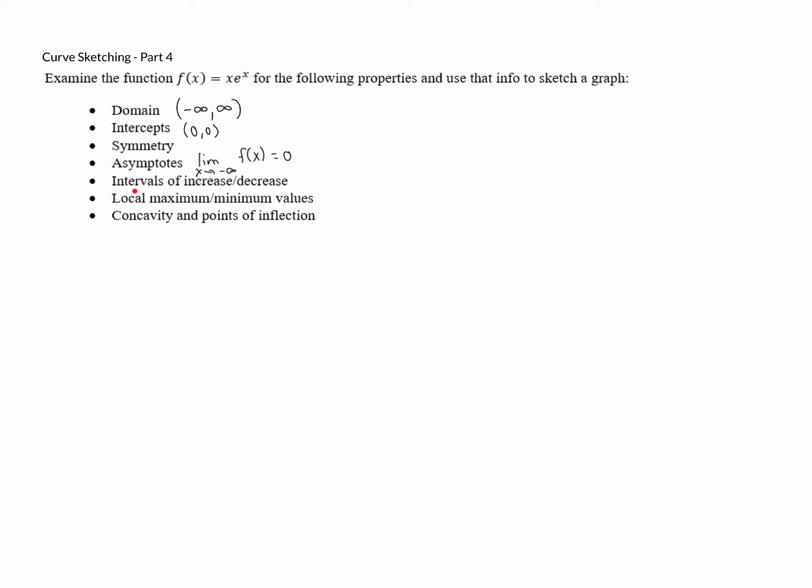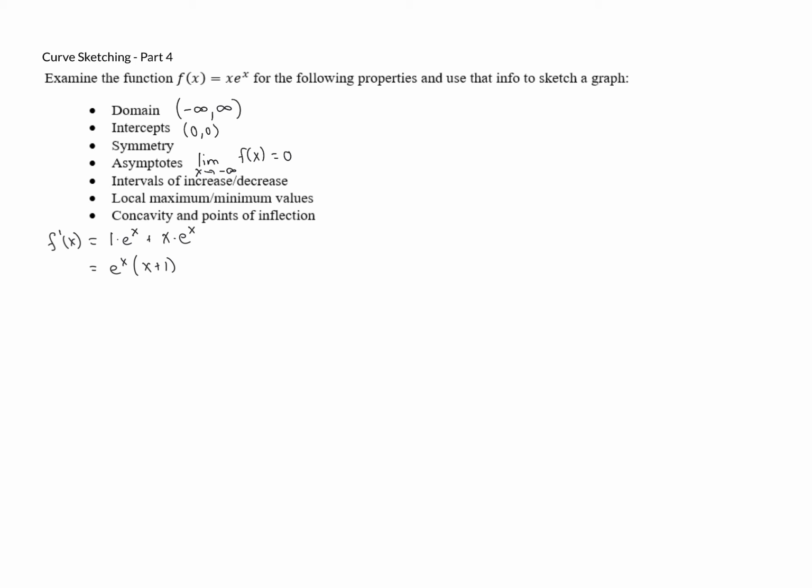For the intervals of increase or decrease, we're going to need the derivative. So f prime of x, we're going to have to use the product rule. We've got the derivative of the first factor, derivative of x is 1, times e to the x, plus the first factor x times the derivative of the second. The derivative of e to the x is just e to the x. So if we factor out an e to the x, that's e to the x times (x plus 1), or (1 plus x). Doesn't matter either way.